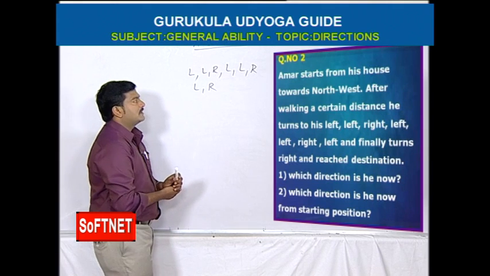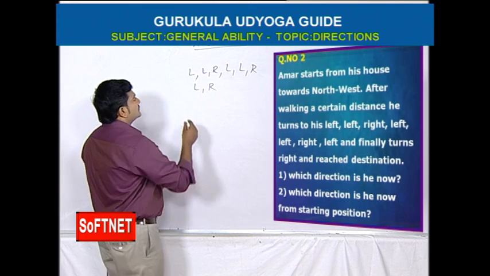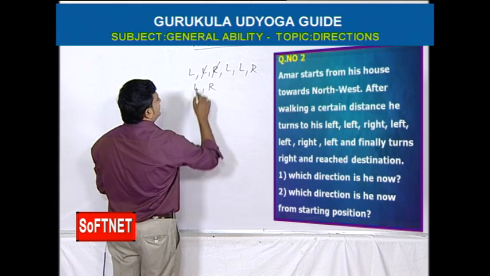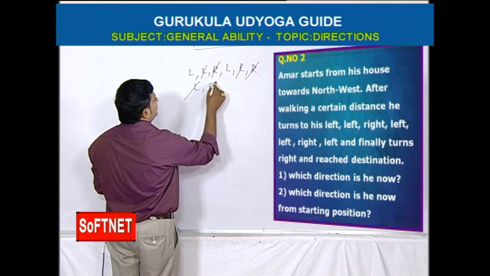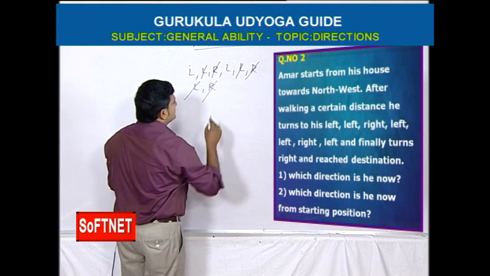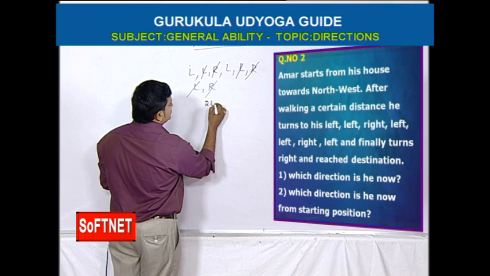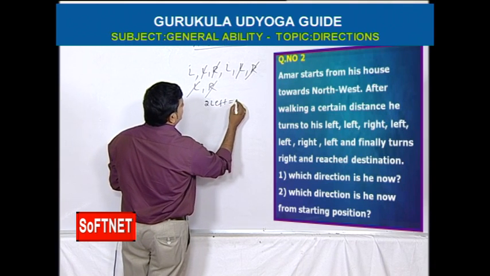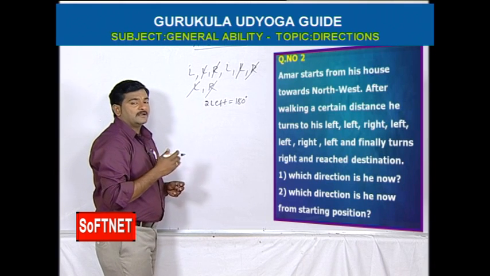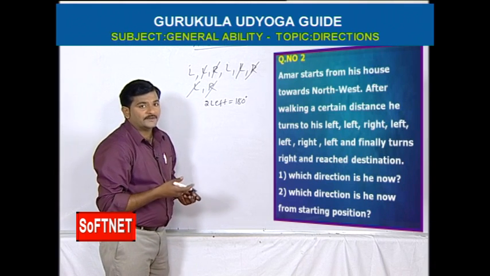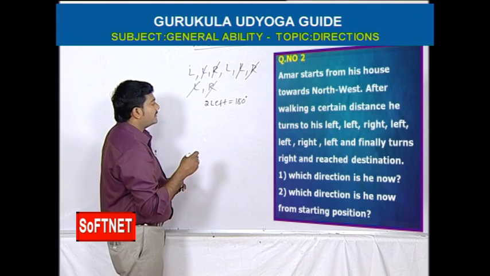So the concept is same. What you have to do, you have to cancel one right with one left. So now this right and left cancelled, similarly left and right cancelled, similarly left and right cancelled. How many lefts am I getting? Only 2 lefts. So we know already 1 left is equal to how many degrees? 1 left is equal to 90. So 2 lefts is equal to 180 degrees. Now initially he mentioned one thing.